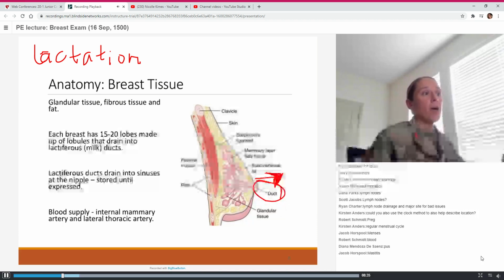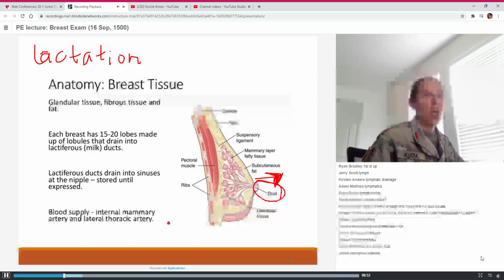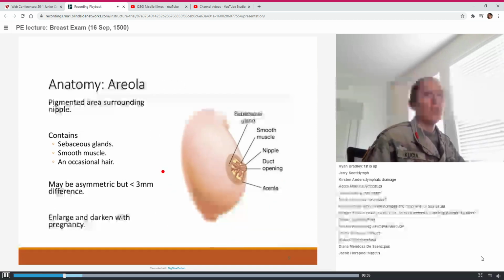Okay, pus, from like a mastitis. Sure, that could be a lot of different places. Yeah, absolutely. Or you could have serous fluid or a whole bunch of things. So remember, this is part of our exam too, right? The nipple. We need to check for what's coming out of there too, and we'll get into that in a little bit.